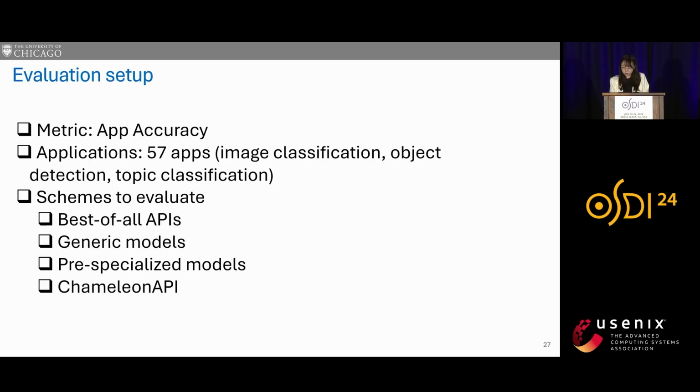Finally, let's take a look at the evaluation of ChameleonAPI. We use application accuracy as a metric. Specifically, it is the fraction of correct decisions among the testing data. We use 57 apps covering different ML tasks, including image classification, object detection, and topic classification. And we compare ChameleonAPI with 3 other schemes.